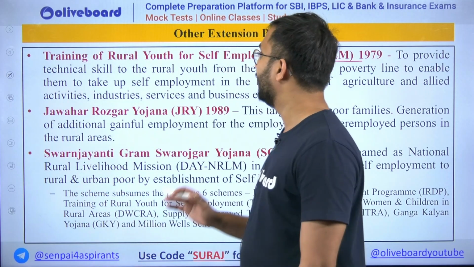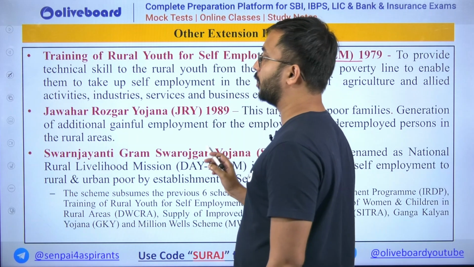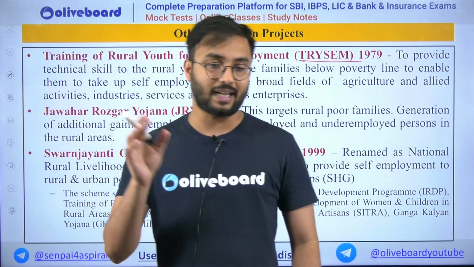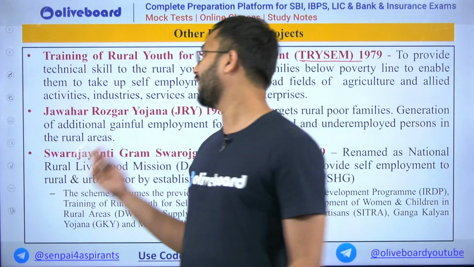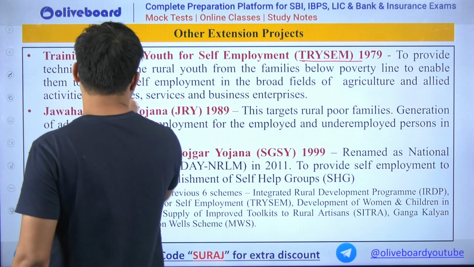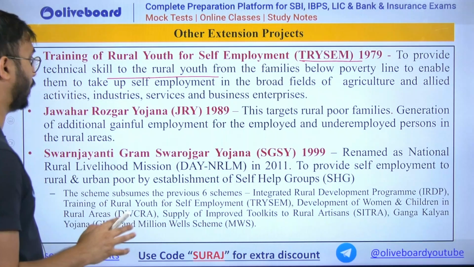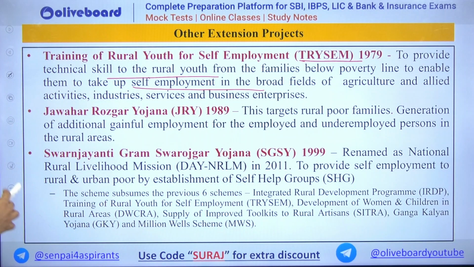and therefore we have to understand very clearly that training of rural youth for self-employment is nothing but a platform that gives technical skills to the youths, and it also gives them hope that their normal agricultural practices can be turned into agribusinesses. Okay, so technical skills to the rural youth in families who are below poverty line, giving them self-employment in the broad fields of agriculture and allied activities, even letting them start their own industries, services and business enterprises related to agriculture.